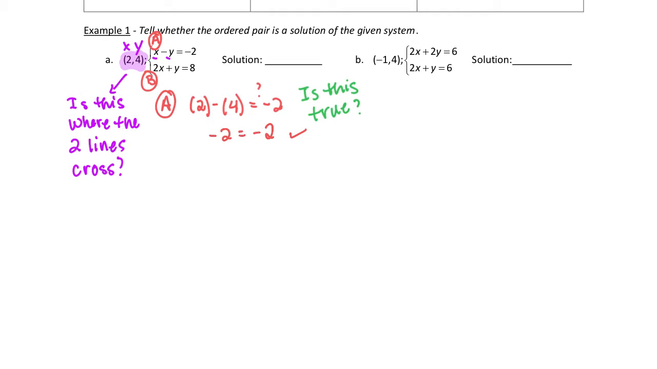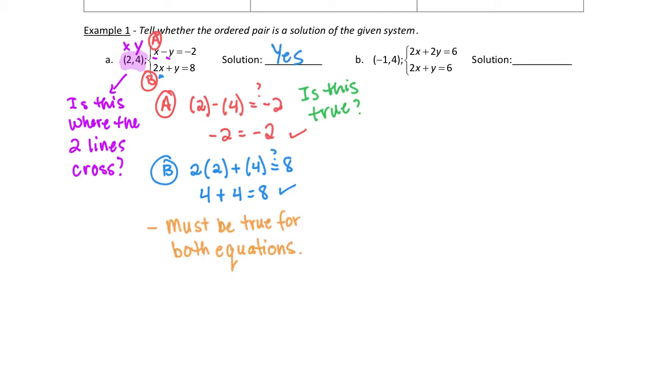Now let's try equation B, which is the second one. So for equation B, once again, where the x is, I get 2 times 2 for the x, plus 4 for the y. I'm putting a question mark because I don't know if that's true yet. Is that true? So 2 times 2 is 4, plus 4, does that equal 8? And yes, that's true. So is this a solution? Yes, it is. For an ordered pair to be the solution to a system, it must be true for both equations. Once it fails for one of the two equations, it is not a solution for the system.